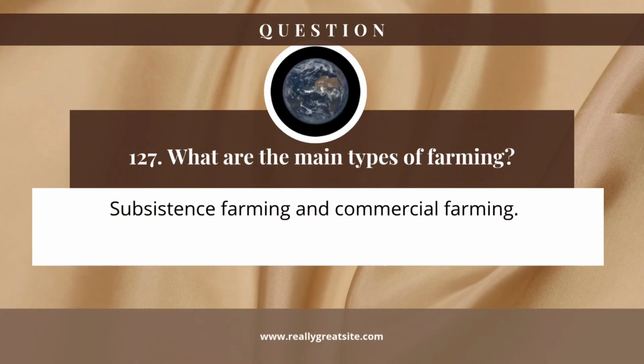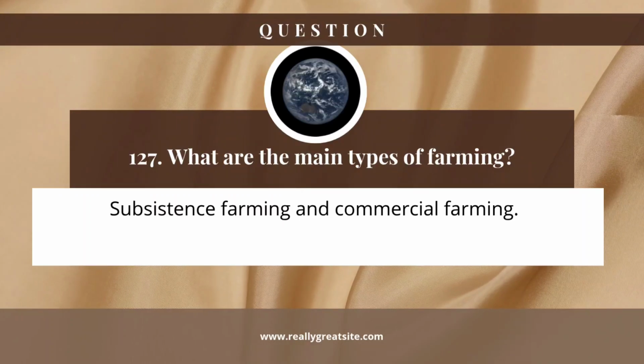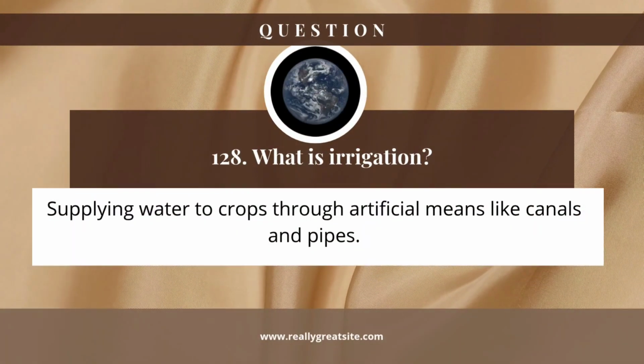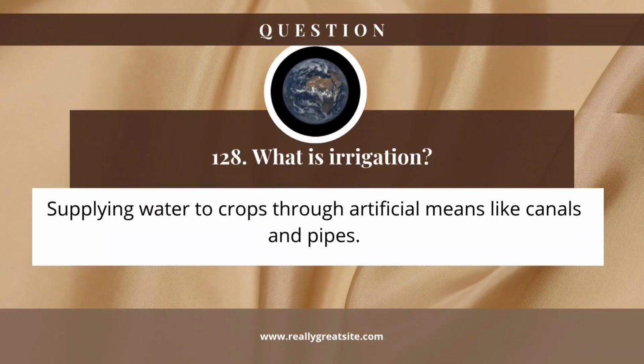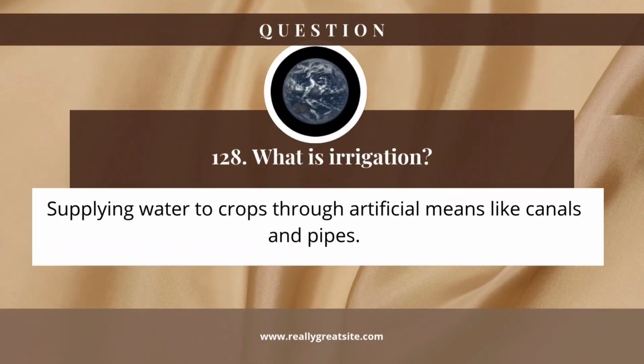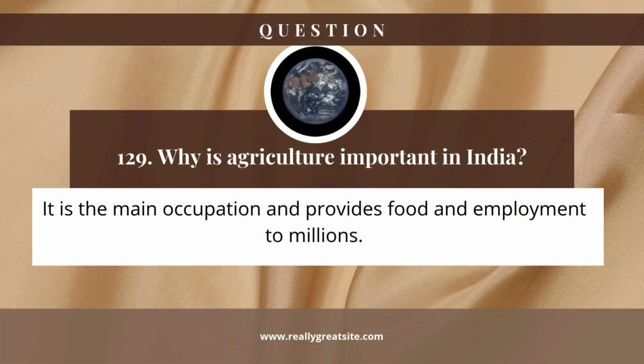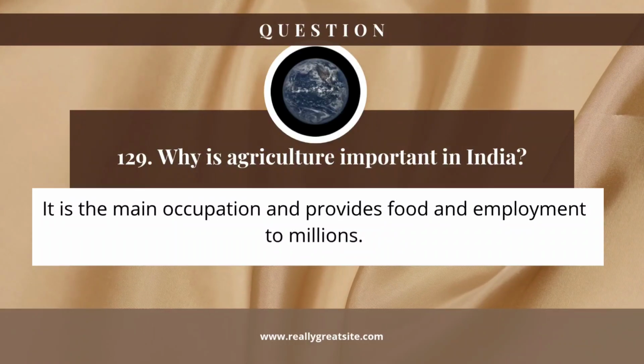127. What are the main types of farming? Answer: subsistence farming and commercial farming. 128. What is irrigation? Answer: supplying water to crops through artificial means like canals and pipes. 129. Why is agriculture important in India? Answer: it is the main occupation and provides food and employment to millions.